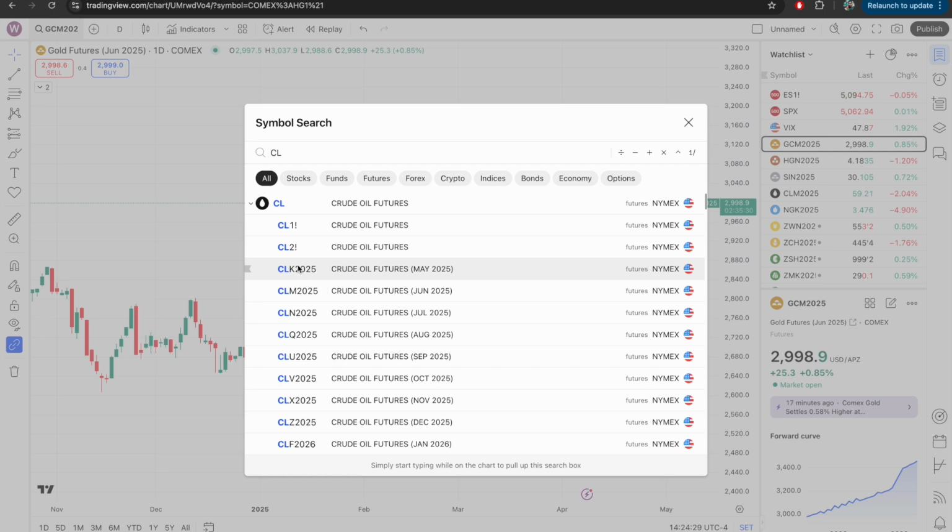Now, you don't have to remember the letters. I really don't. It's kind of irrelevant, but it's good to know that they are there. And this is what will be considered the front month. So the May expiration will be the front month for crude oil, which just means it's the closest expiration for the crude oil. That's about it.